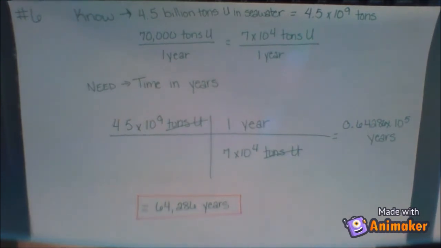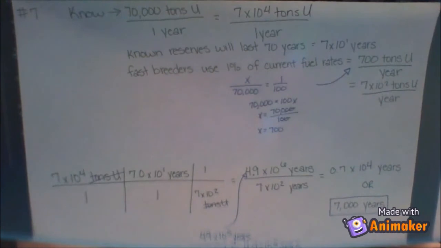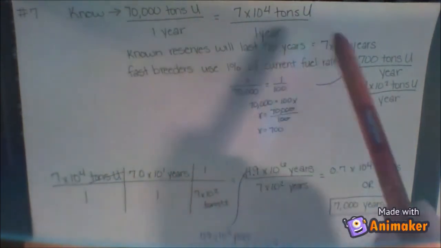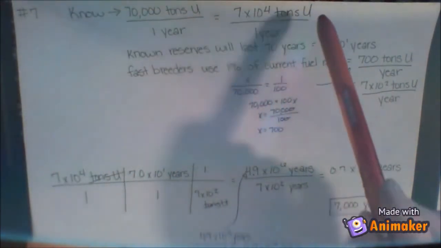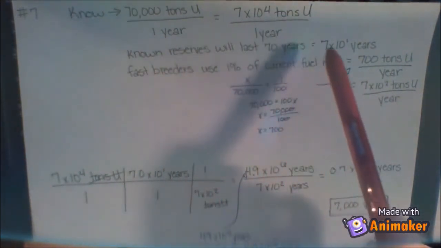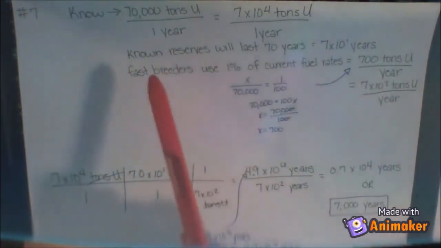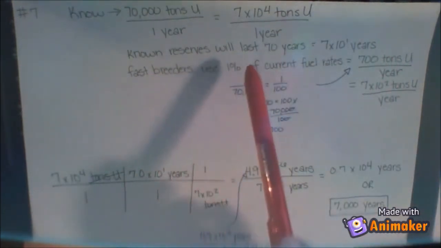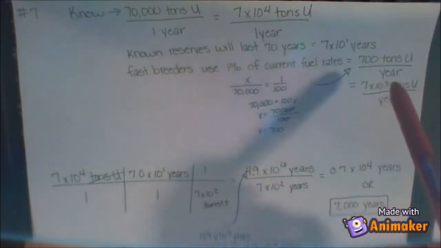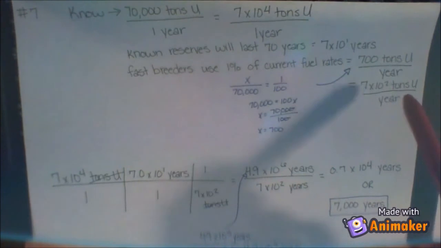Now let's take a look at our last problem. Problem number 7 deals with using known reserves and using fast breeder reactors. We know from our previous problems that the current usage is 70,000 tons of uranium per year. Again, 7 times 10 to the 4 tons per year. Known reserves will last 70 years, or 7 times 10 to the 1 years. Fast breeder reactors use only 1% of the current fuel rates. That gives us 700 tons of uranium per year, or 7 times 10 to the 2 tons of uranium per year.